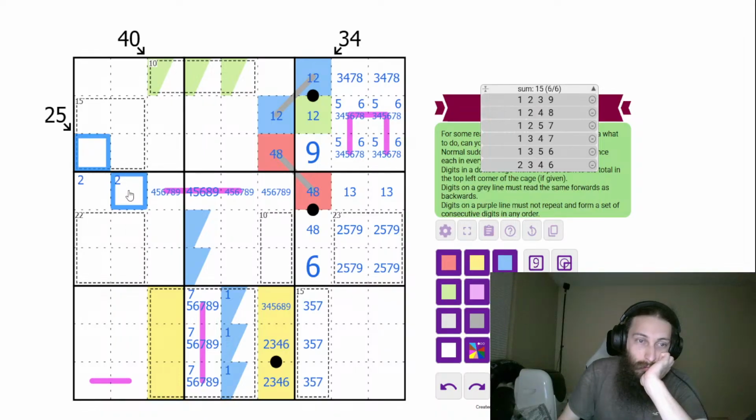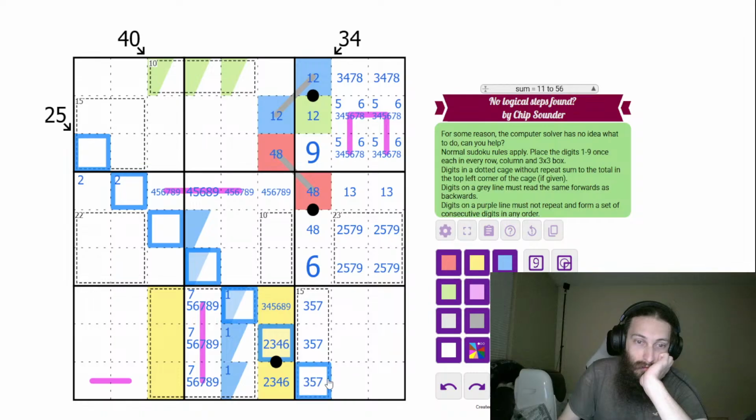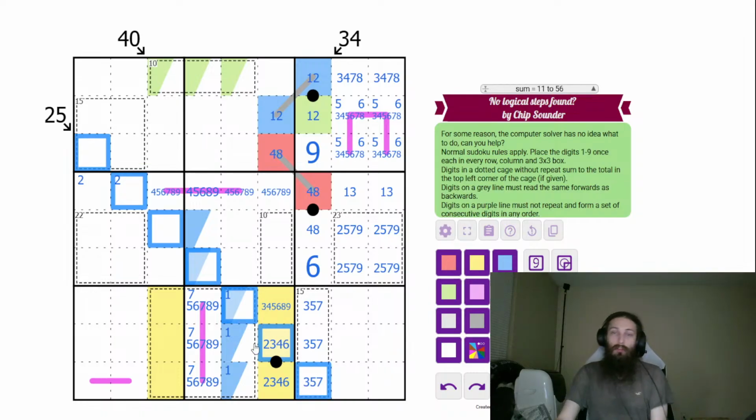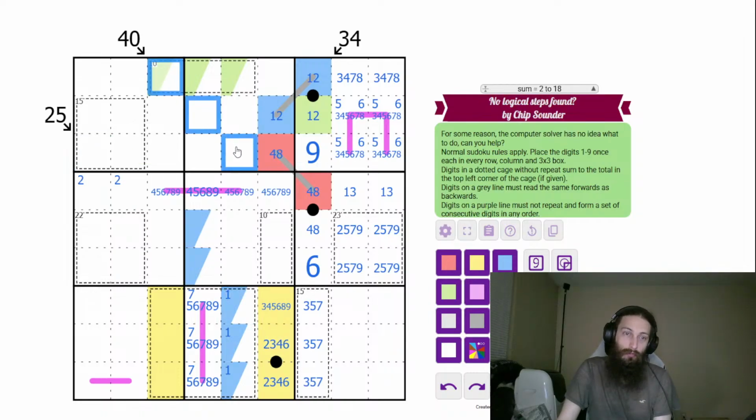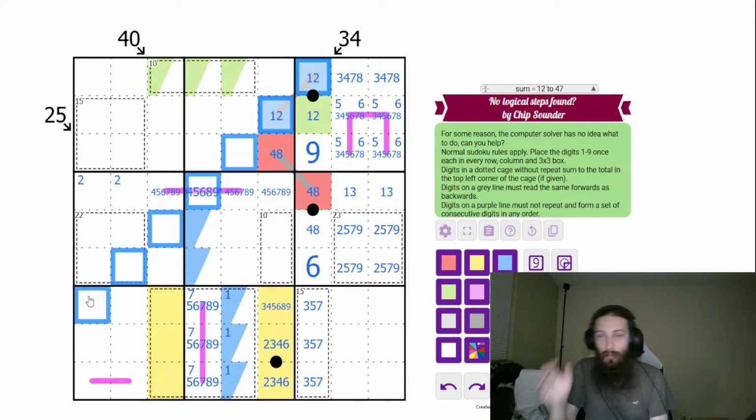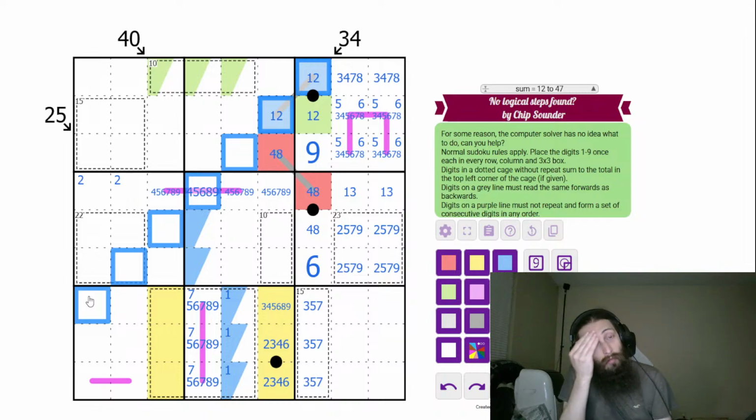Okay, 25 is 1, 2, 3, 4, 5, 6, 7 digits. That's 11 through 56. 40 is here, 15 through 61. 34 is here, 12 through 47.